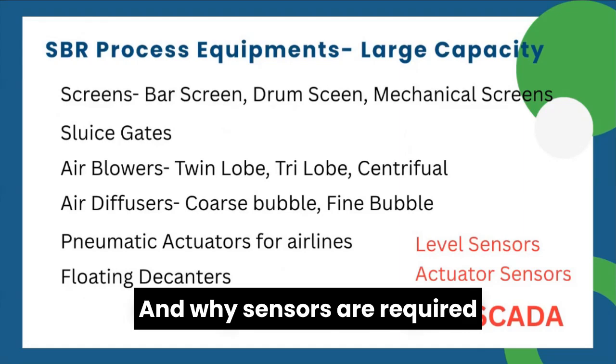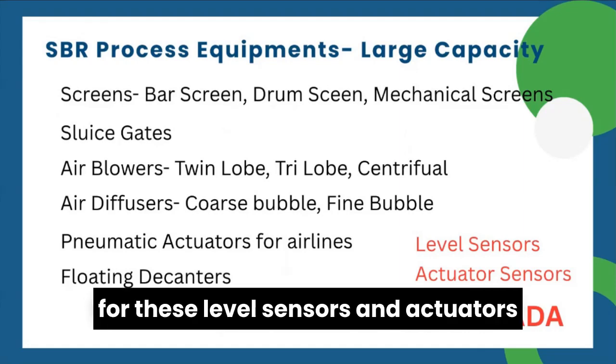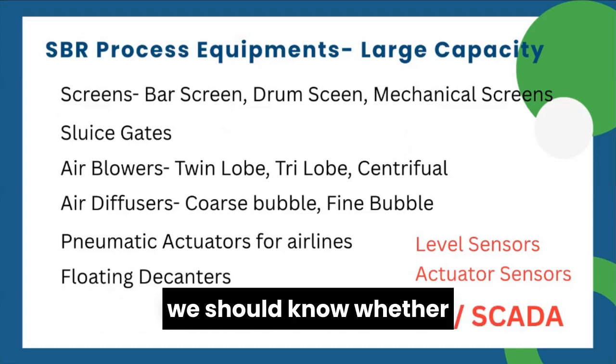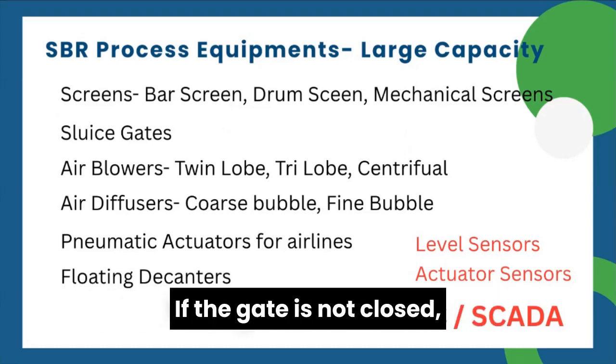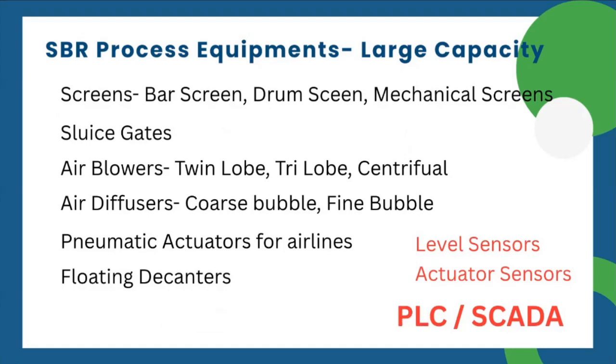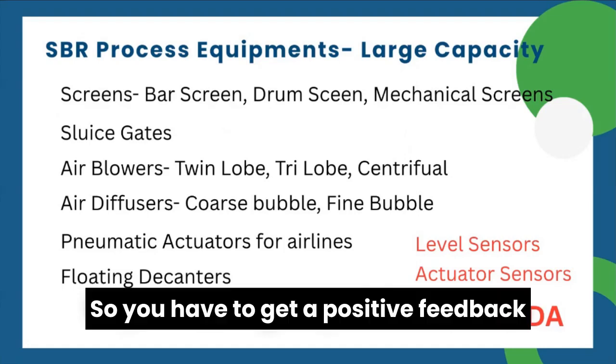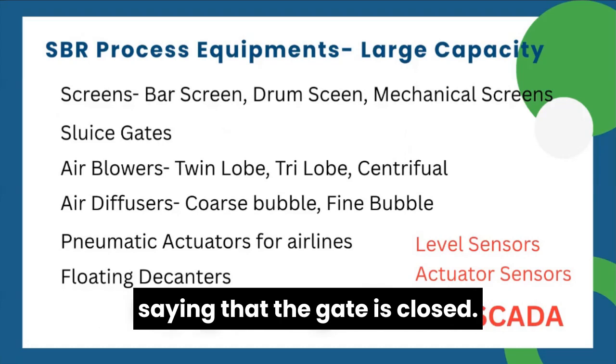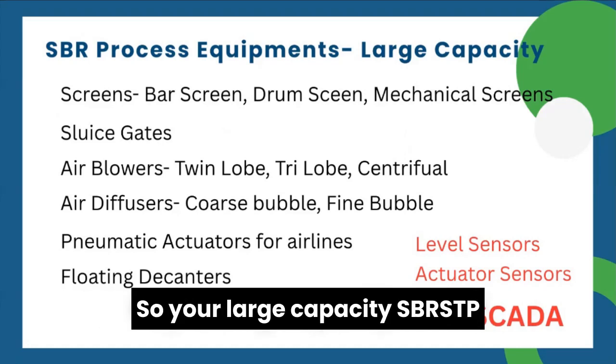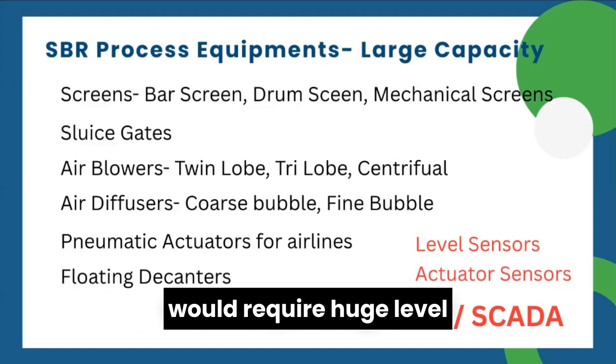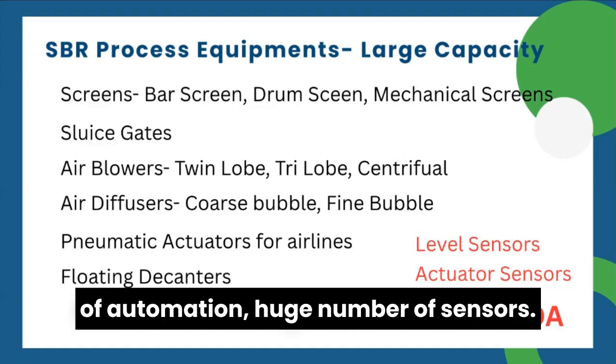And why are sensors required for these gates and actuators? We should know whether the gate is closed or not. If the gate is not closed, it's a fault condition. So you have to get a positive feedback saying that the gate is closed. So your large capacity SBR STP would require a huge level of automation, a huge number of sensors.